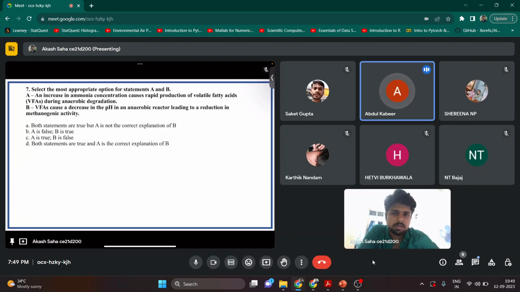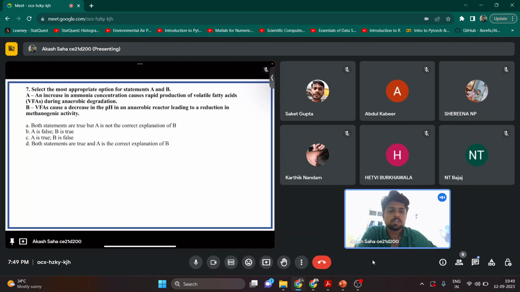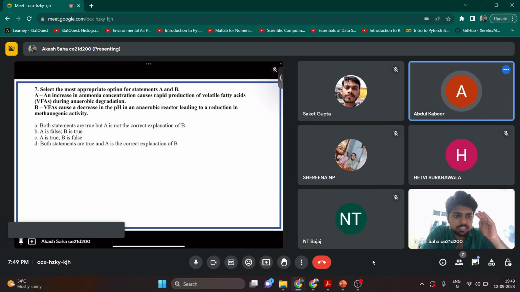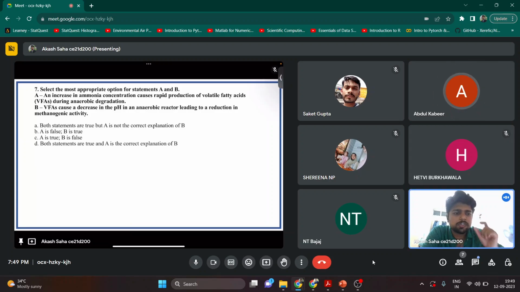And an increase in ammonia concentration causes rapid production of volatile fatty acids. That is true. But what about statement B? Actually, B is also true. Because when there is an increased ammonia concentration, it would lead to more VFAs, that is volatile fatty acids. So whenever more and more acids are produced in the system, the system pH will go down.